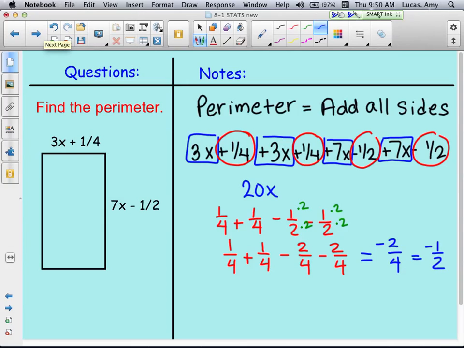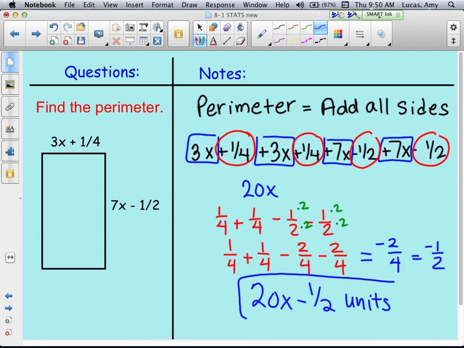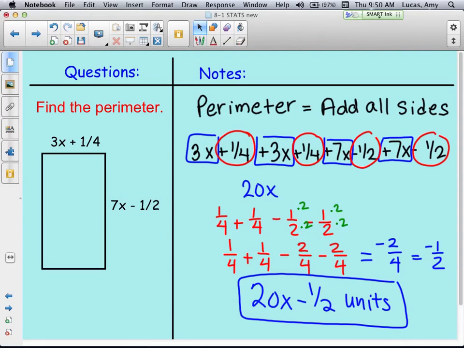So now my final perimeter is 20x minus 1/2 units. Remember, perimeters are just plain units. They're one-dimensional because they just measure distance. They're not two-dimensional like area or three-dimensional like volume.